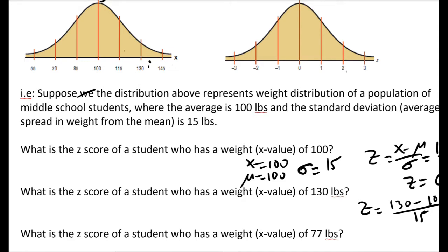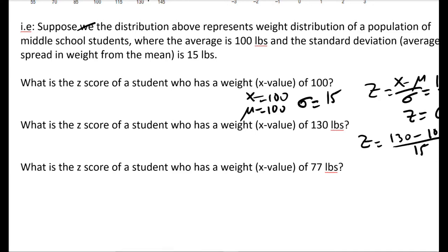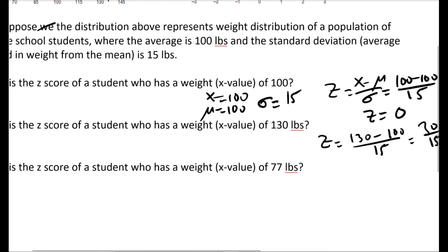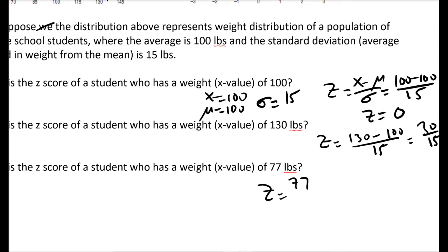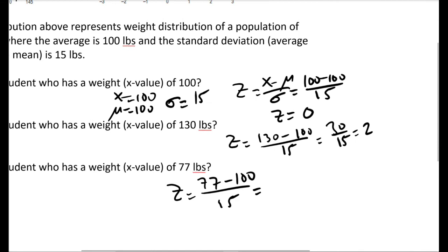All right, so then the next thing we want to do is calculate the z-score of a student who has a weight of 77 pounds. So we have z equals 77 minus 100 over 15. So 77 minus 100 is negative 23 over 15. Now it's important to note that when you calculate a z-score, you want to round it to 2 decimal places because of the purposes of using it later for the z-chart. So if you divide this to 2 decimal places, you get approximately 1.53.